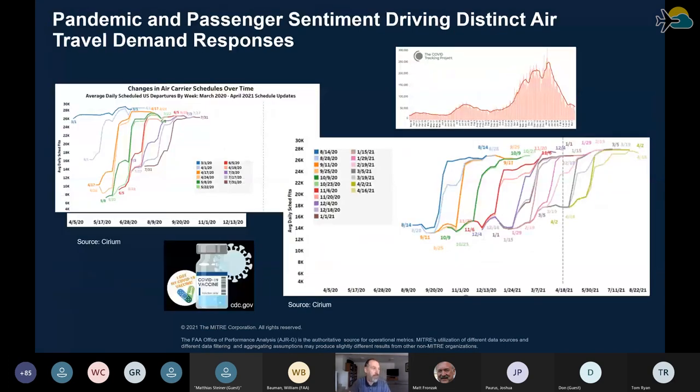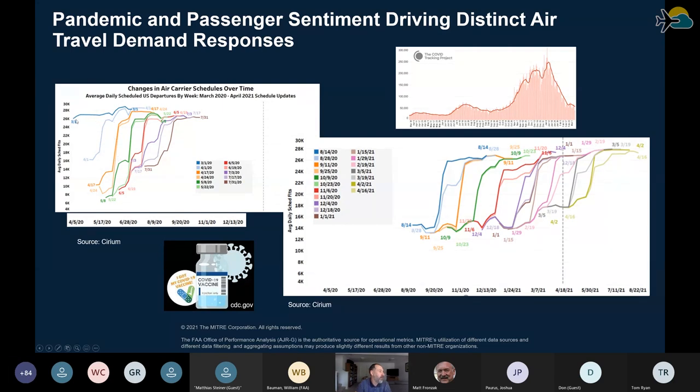Okay, this is my favorite chart. This is like when you look at one of those 3D pictures, and it looks like nothing until you actually can see it, and then it'll make total sense. So let me help you make total sense of it. This is actually showing how the pandemic and the passenger sentiment is still driving travel demand and scheduling by the airlines. What you're seeing is a change in air carrier scheduling over time.